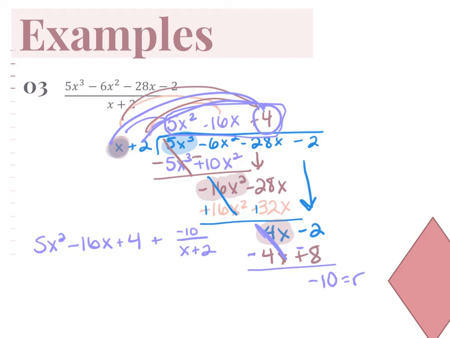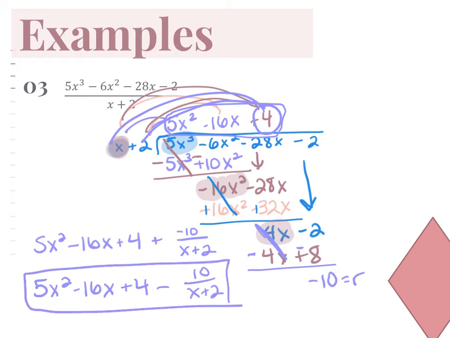Now here's the only catch. If the remainder is negative on the top, instead of writing plus a negative, we change this so that it is minus a positive 10 over x plus 2. So it's always going to be plus unless it's a negative.